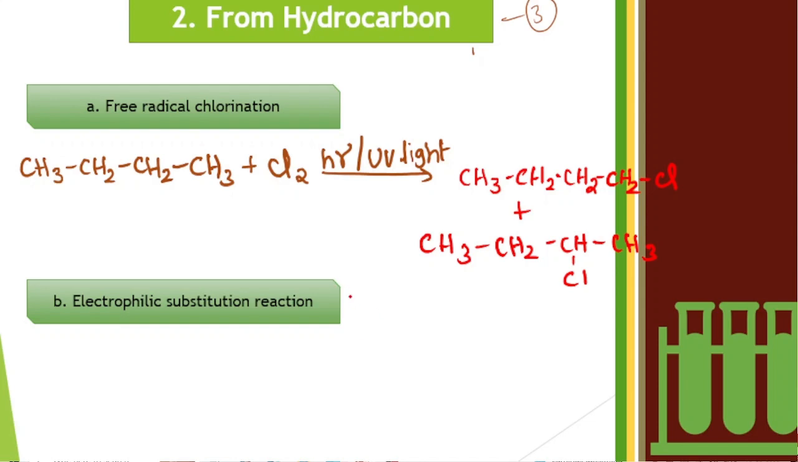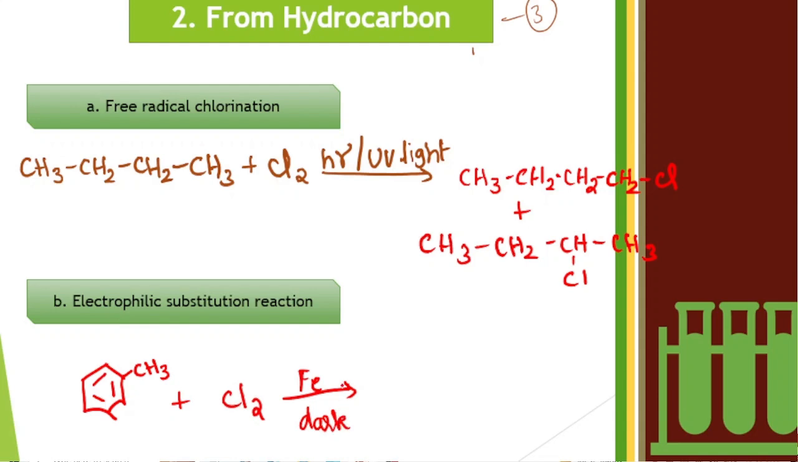Now moving on to electrophilic substitution reaction. First I am going to take toluene. What is toluene? Toluene is nothing but CH3 attached to a benzene ring. Now to this I am going to add Cl2, or you can write it as X2, that is your wish, in the presence of Fe, that is iron, in dark conditions.